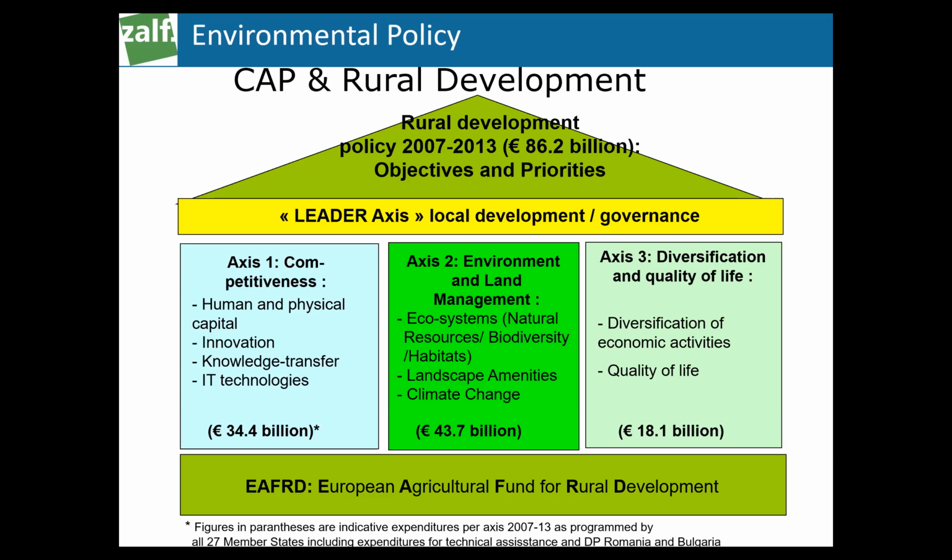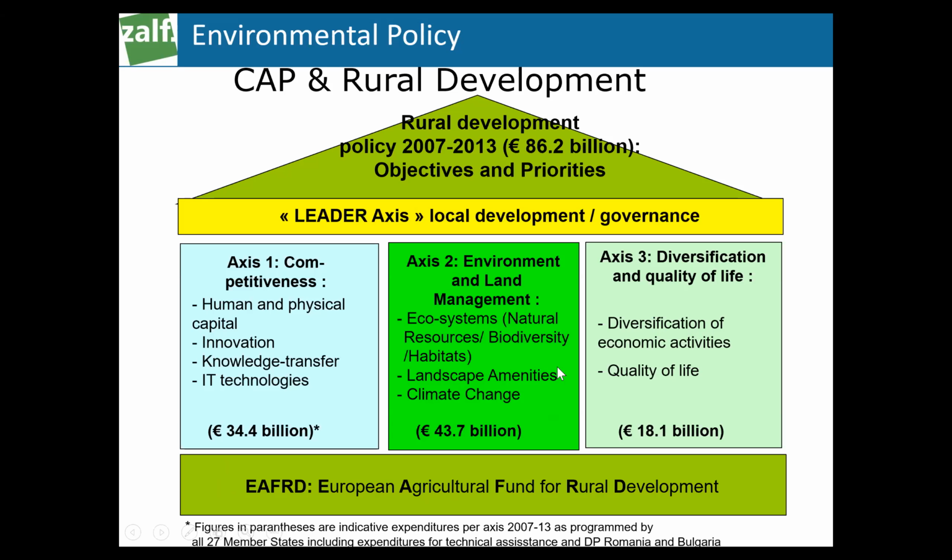Then environmental and land management, ecosystems and landscape amenities, and climate change here as a big problem. Green Deal is very much related to climate adaptation and mitigation, and the diversification and quality of life. This is more the village programs, diversification of economic activities, and so on at a rural level. But these are, for us now, not very interesting. We look at the environmental management today, and this is a European Agriculture Fund for Rural Development.